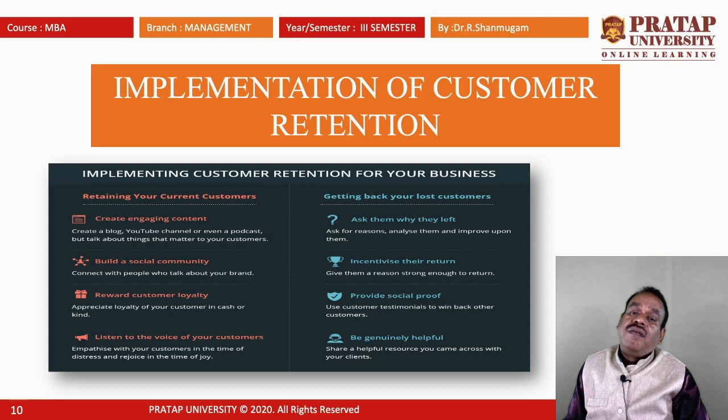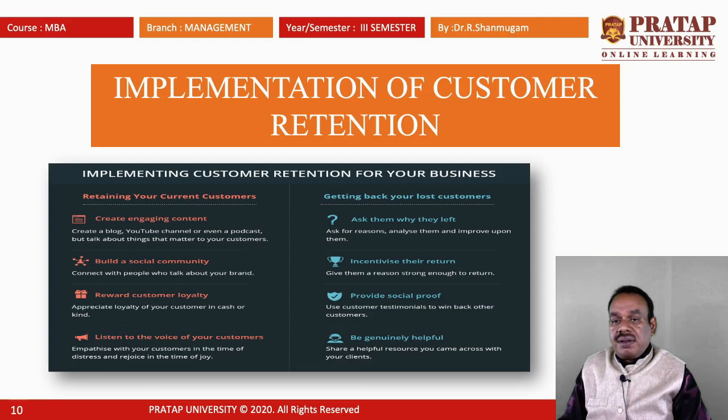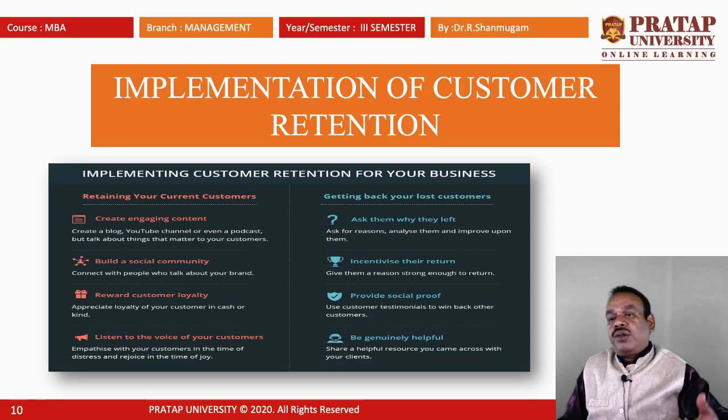And then implementation of customer retention. When an organization faces attrition, when we are talking about the churn rate, when we are talking about customer defection, then ultimately what is the major solution for the attrition, for the defection, for the churn rate? Only retention. So for that, they have to devise a plan for how they are going to retain the customers.